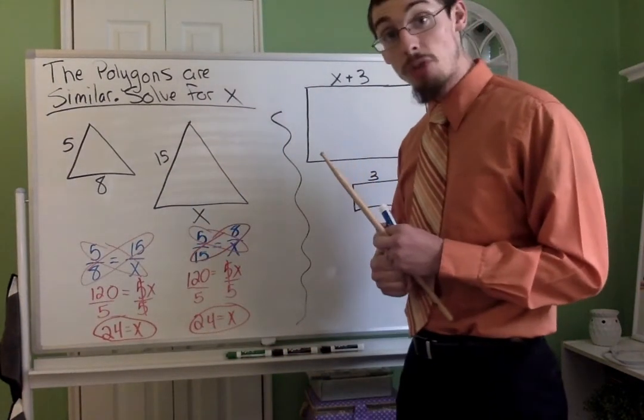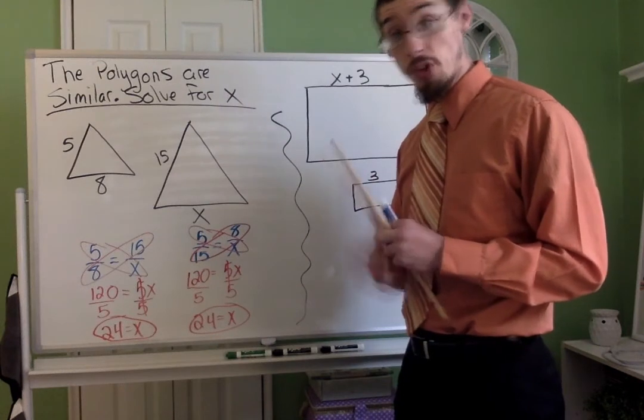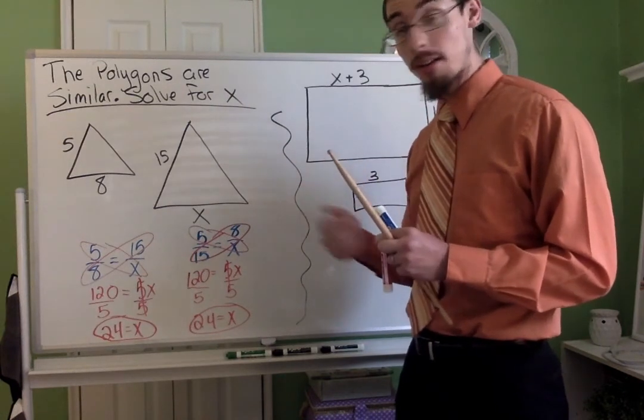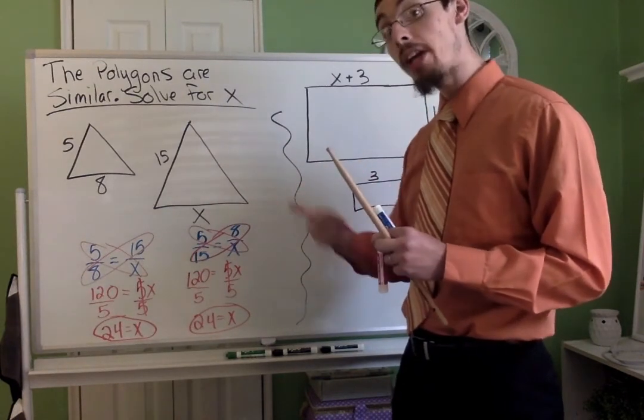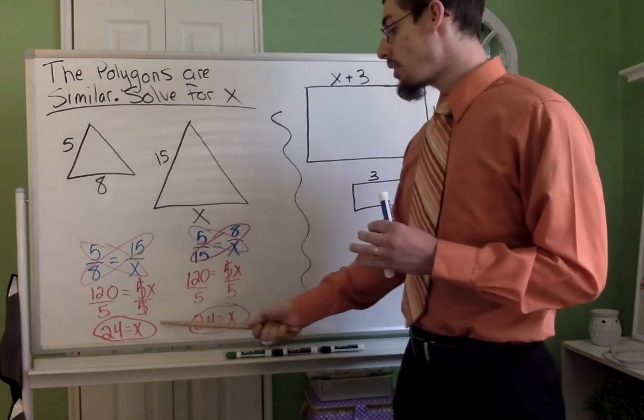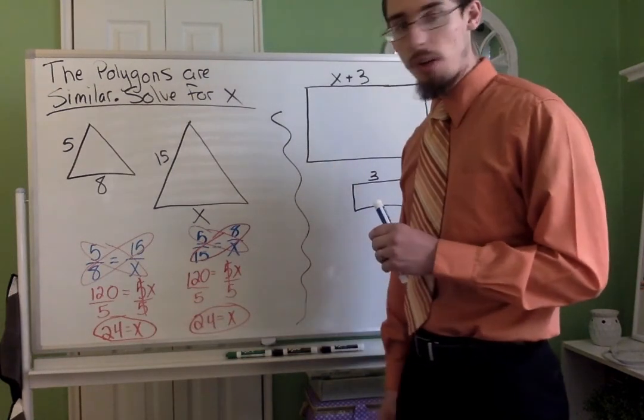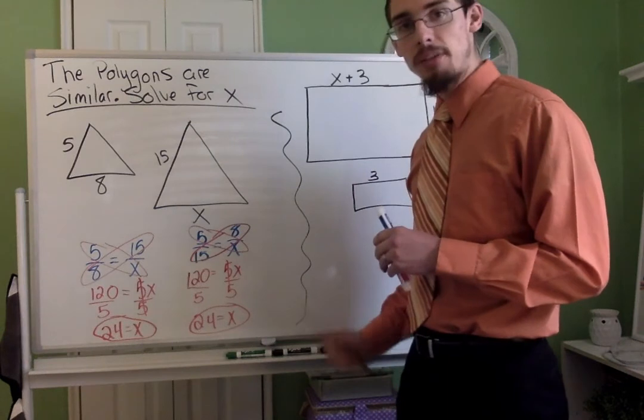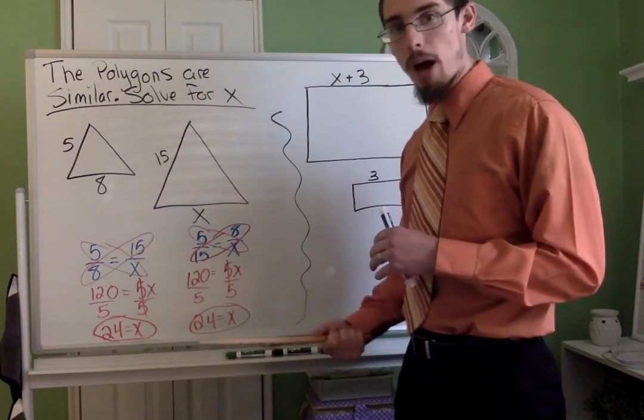No matter how you set it up, as long as it's set up the right way, and there's multiple right ways, you'll still get that x equals 24. So 2 different ways of doing the exact same problem.